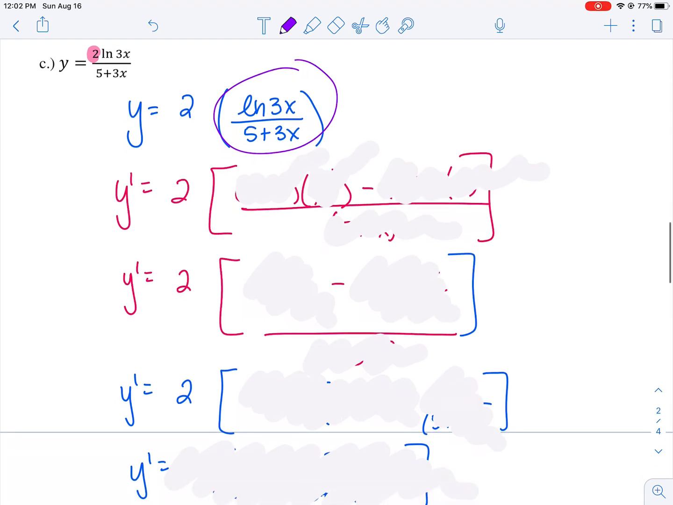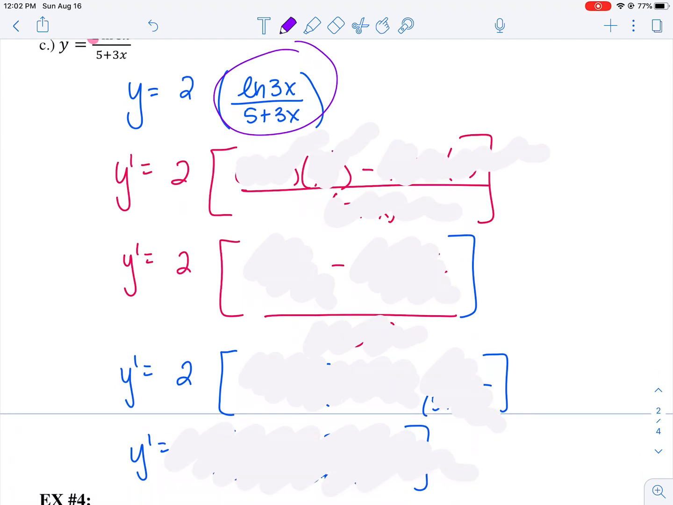All right, so here we go. The rest of the problem still looks like a quotient rule. So quotient rule says the bottom times the derivative of the top, and the derivative of natural log of 3x is 3 over 3x. That's the derivative of the inside over the inside. That's the bottom times the derivative of the top. Minus the top times the derivative of the bottom, and the derivative of 5 plus 3x is just 3. Over, don't forget, your bottom squared.